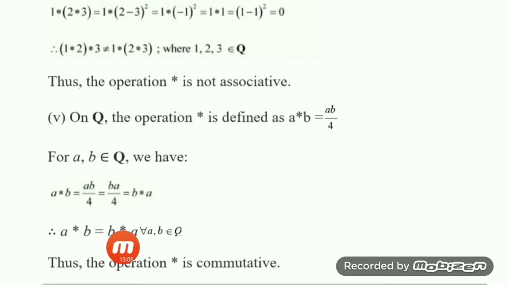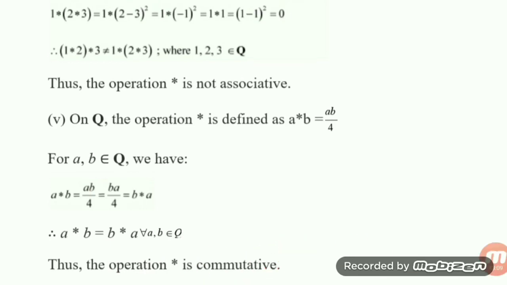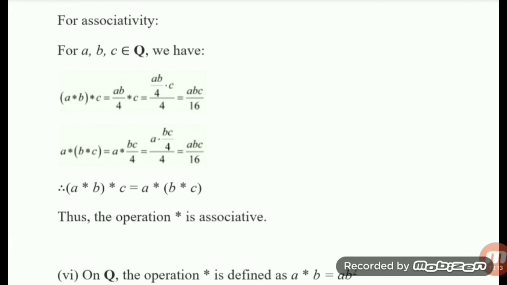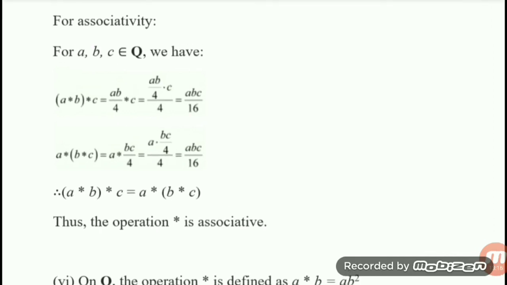So we have seen that A star B is equal to B star A. This is true for all A, B. Thus the operation is commutative. Now we have to go for associativity of this operation. Here also it is the same, because the product of any numbers and the denominator is constant. So it becomes as it is.